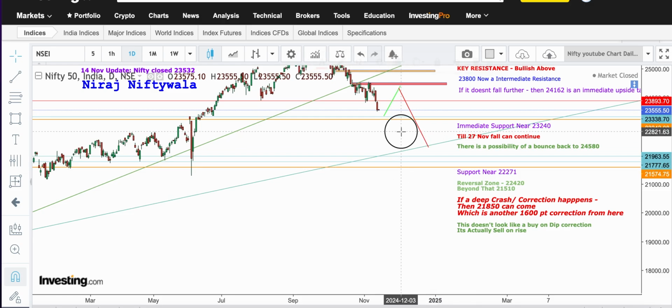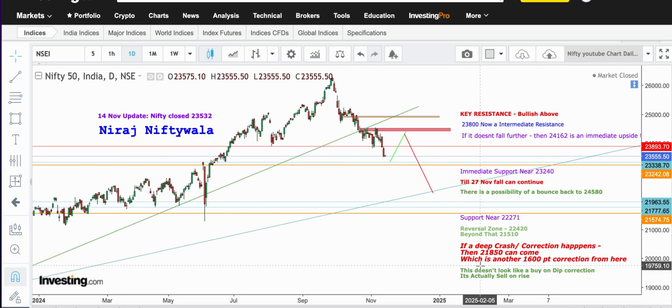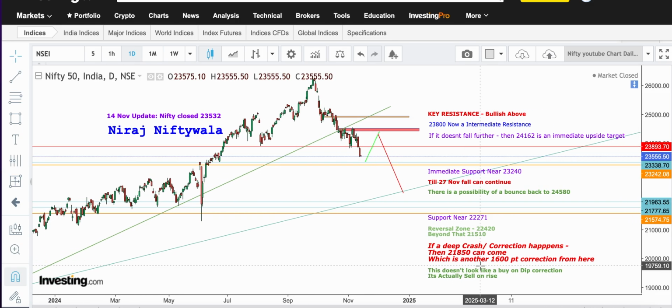So an advice, if you ask me, to the buy on dips people, is this doesn't look like a buy on dip correction. It's actually a sell on rise kind of a scenario in the market. This is not looking like a bull market.